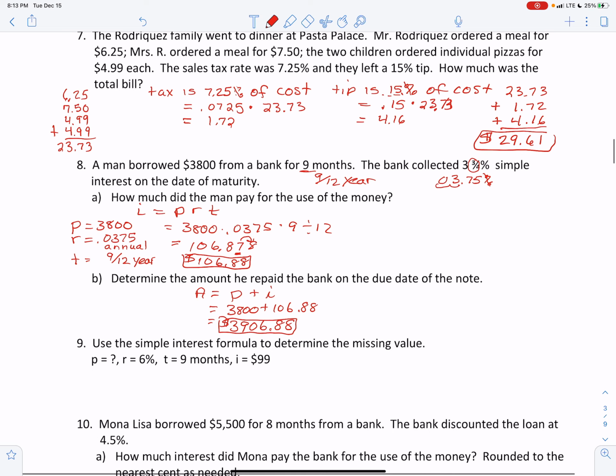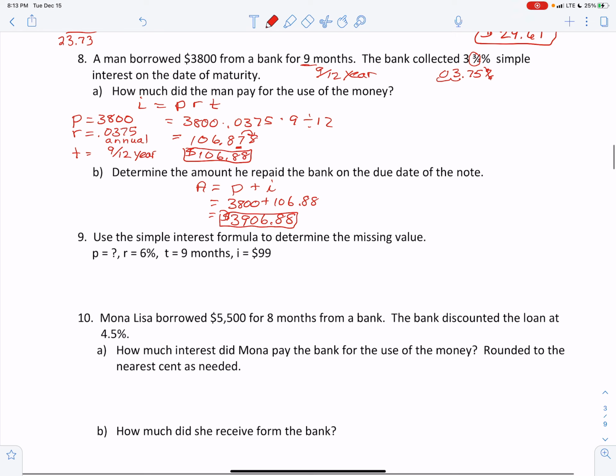For 9, we're going to use the simple interest formula to determine the missing value. So the simple interest formula is I equals PRT. Well, we know that I is 99. They gave that to us. We want to find P, so I'll leave that as a variable.